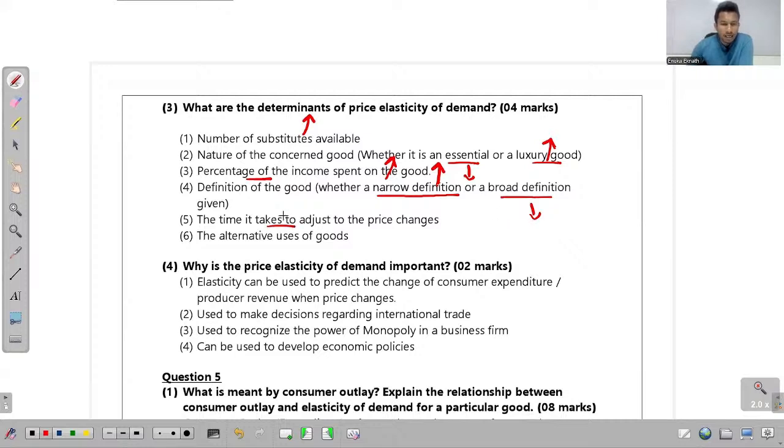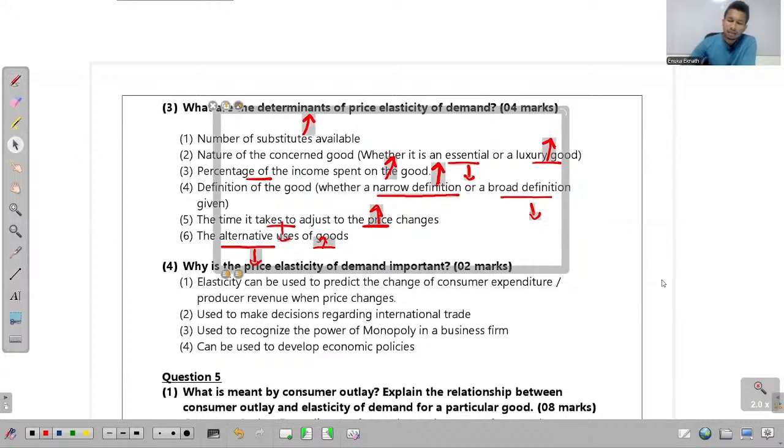In the short run, elasticity is low. In the long run, elasticity is high. And if you have many alternative uses, elasticity is low. But if you have fewer alternative uses, elasticity is high. So that's how we have discussed them in the theory class.